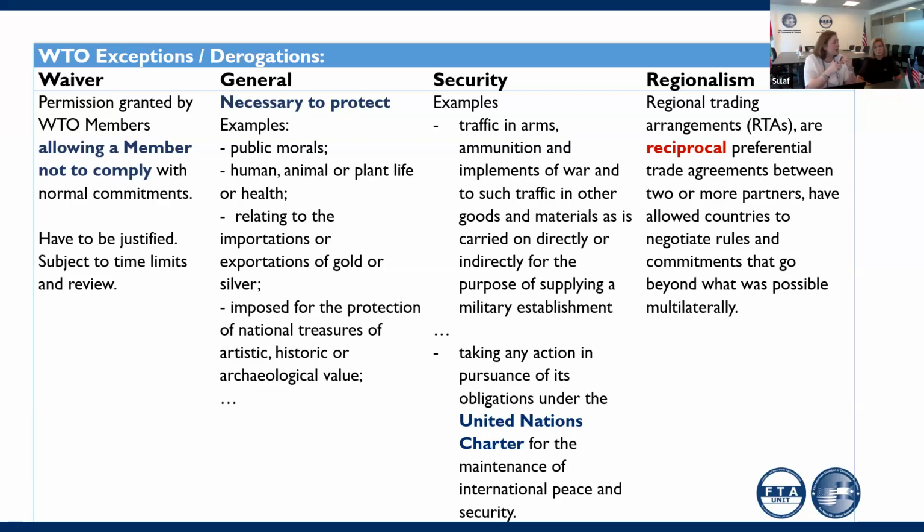A recent example of a waiver was the TRIPS Council decision. This is the Intellectual Property Council, which discussed a waiver when it comes to COVID vaccines. Because it's intellectual property, but it's necessary. So there are these flexibilities in the system that allow members to agree together towards common goals and objectives.